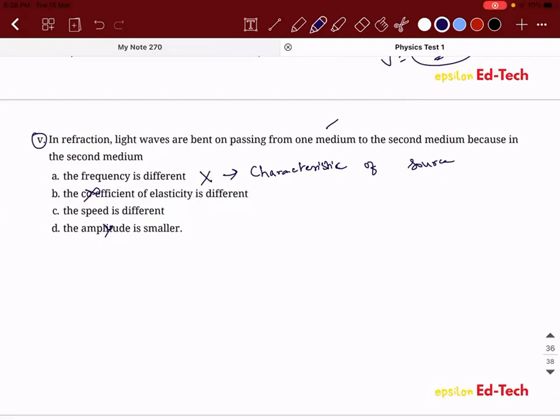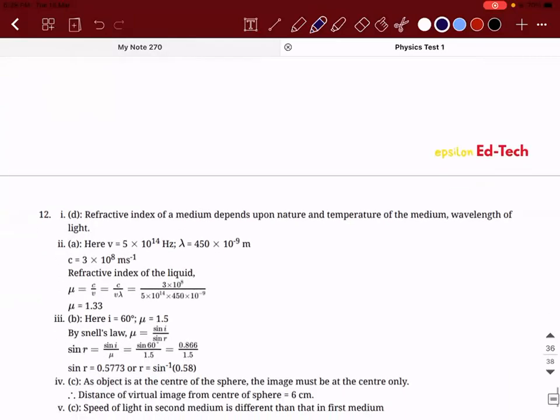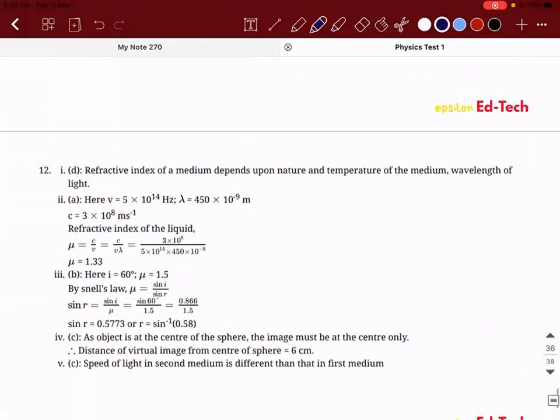So what actually happens? Generally, when somebody asks you about refraction, the main reason why refraction takes place, we know this from the Huygens principle also, is only because the speed of the light in the media will change. So that is the reason. I hope it is clear, no?